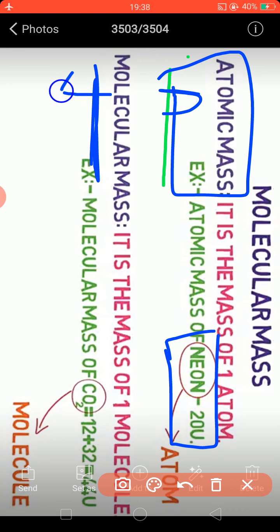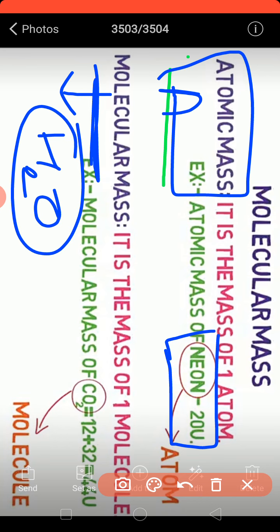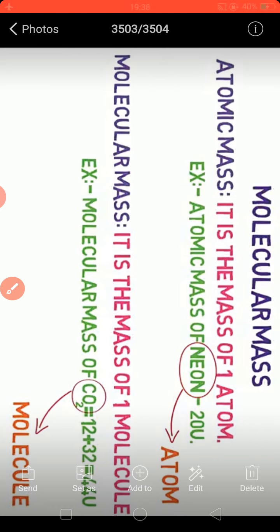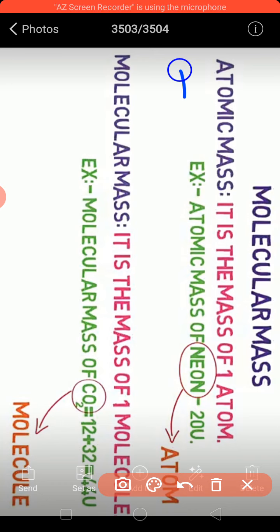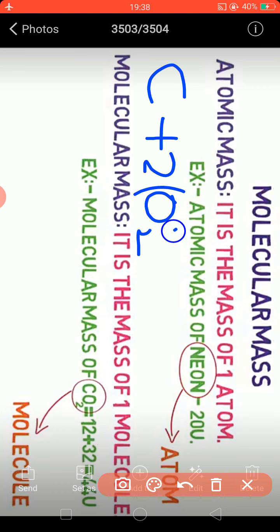Now what is a molecule? First of all, as we have discussed in your previous lectures also, H2O is a compound and H2 is a molecule, meaning whatever is formed by atoms combining is called a molecule. So what will the molecular mass be? The mass of any molecule is the sum of the masses of all the atoms present in it. As I have shown you, take the example of the CO2 molecule. In CO2 there is one atom of C, carbon, and 2 atoms of oxygen are present.